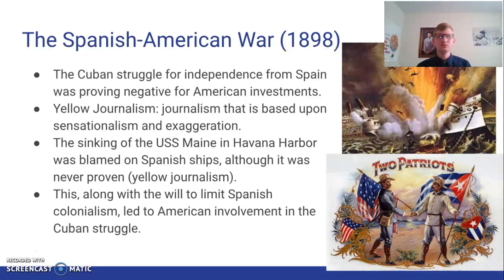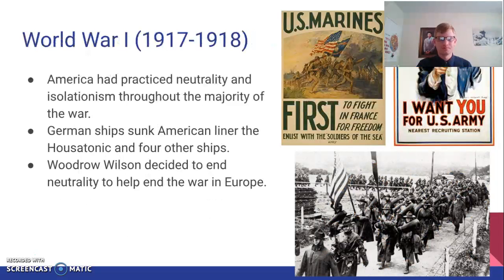Yes. Okay, so this yellow journalism, along with the will to limit Spanish colonialism in the region of Cuba and that area, led to American involvement in that Cuban struggle.